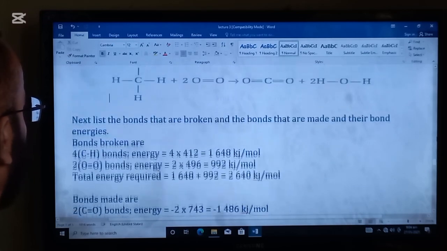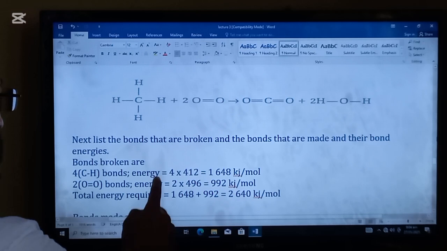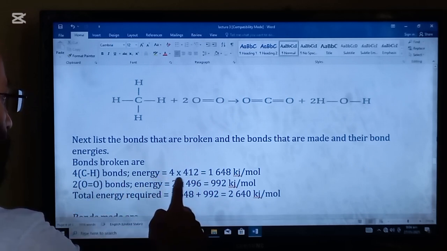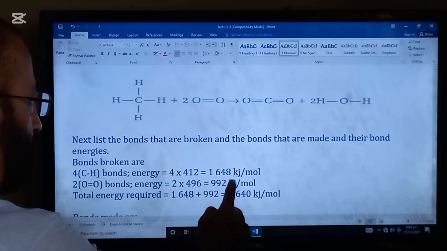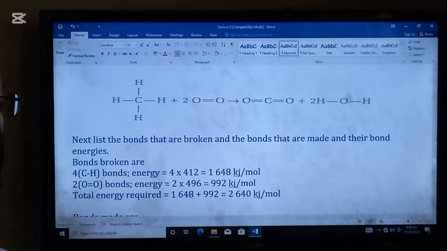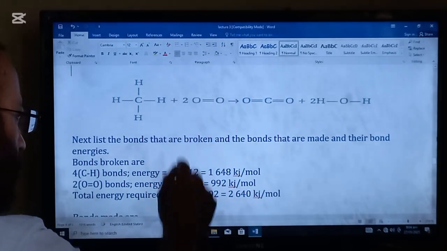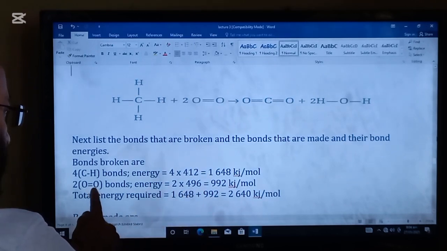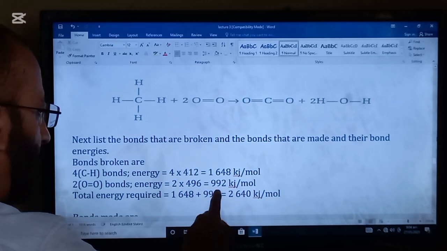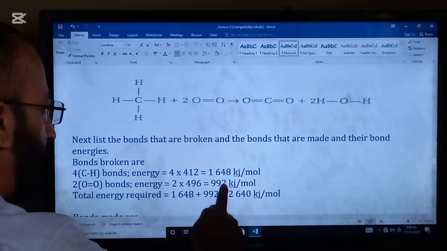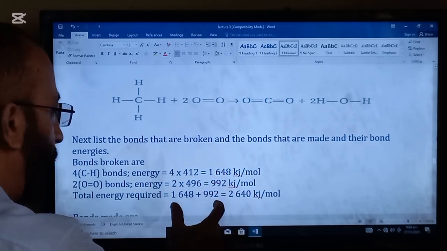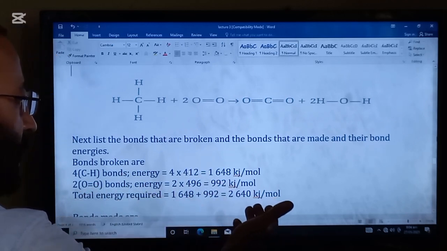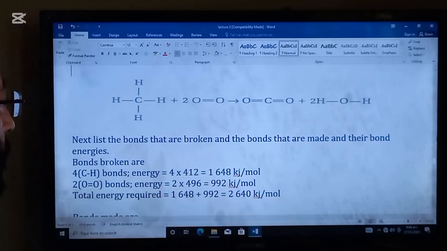So look here, 4 into the C-H value, which was 412. Solving it on the calculator will give us 1648 kilojoule per mole. And the O=O energy was in the table, that was 496. So 496 will be placed into the bracket. So 2 into 496 will give us 992. Now adding these two values will give us the total bond breaking energy, that is 2640 kilojoule per mole.